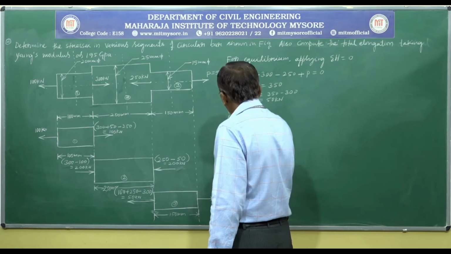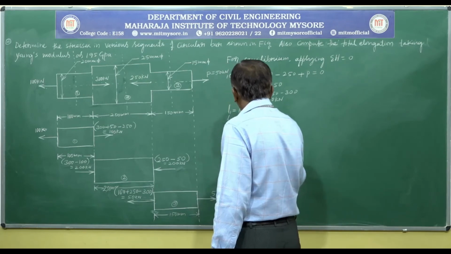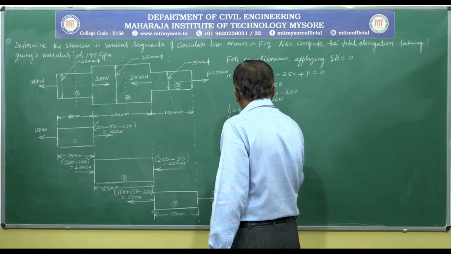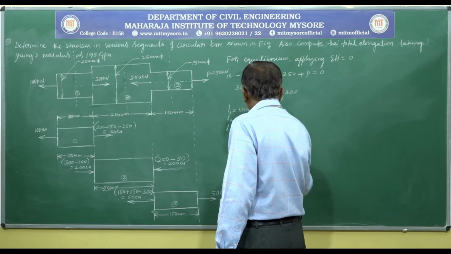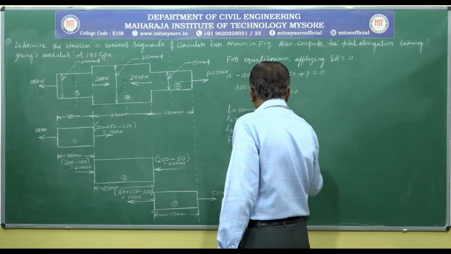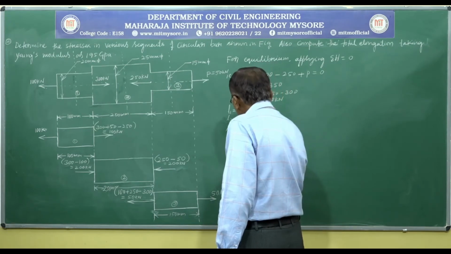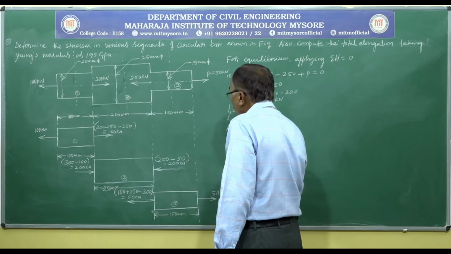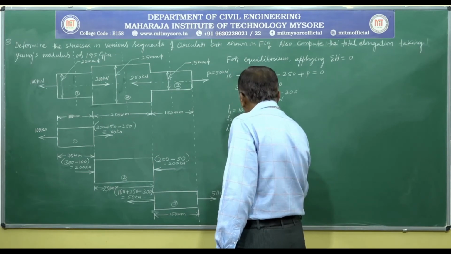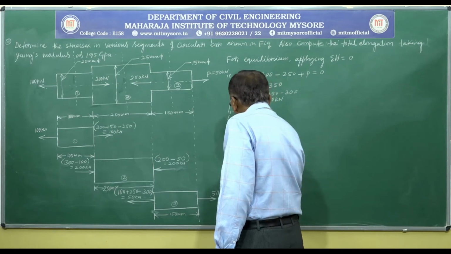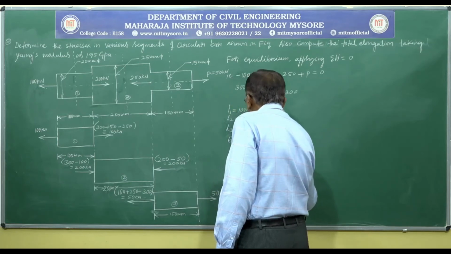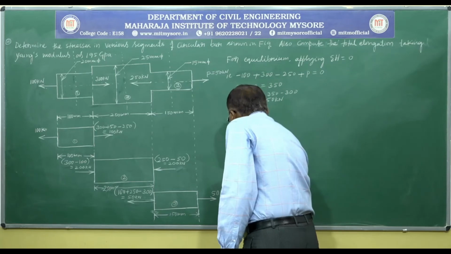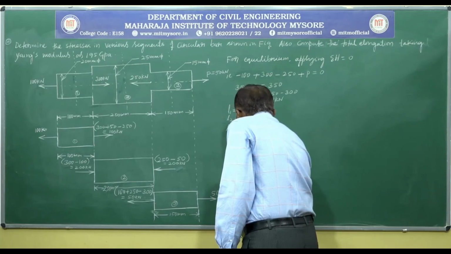Young's modulus is given, Young's modulus is equal to 195 GPa, that is equal to 195 into 10 power 3 Newton per millimeter square. Given D1 is equal to 20 millimeter, D2 is equal to 25 millimeter, and D3 is equal to 15 millimeter.